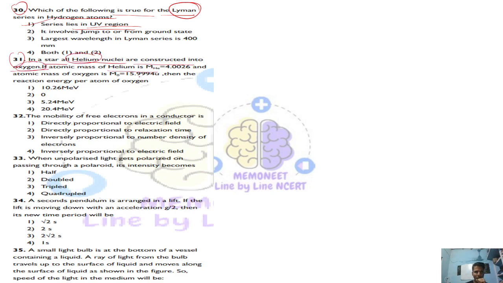If the atomic mass of helium is given and the atomic mass of oxygen is given, then the reaction energy per atom of oxygen is asked. It is asking you the energy released or reaction energy. Whenever you are asked the energy released, reaction energy, or required energy, you just need to calculate the mass defect. First of all, you need to calculate the mass defect. Thereafter, the energy will be delta M multiplied by 931.5 mega electron volt.